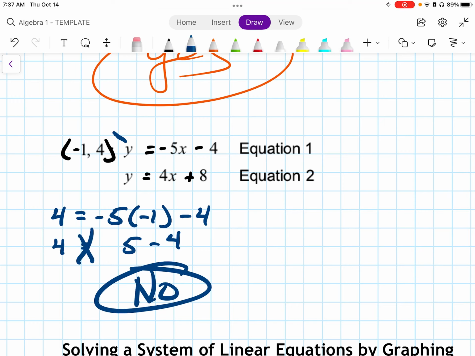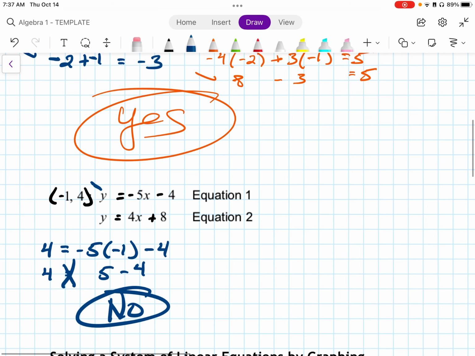We don't even have to check the other one. We know that the first one is no, so it doesn't really matter if it satisfies the second one. If either of these two is no, then it's no overall, right? For it to be a solution, it has to solve each equation individually.